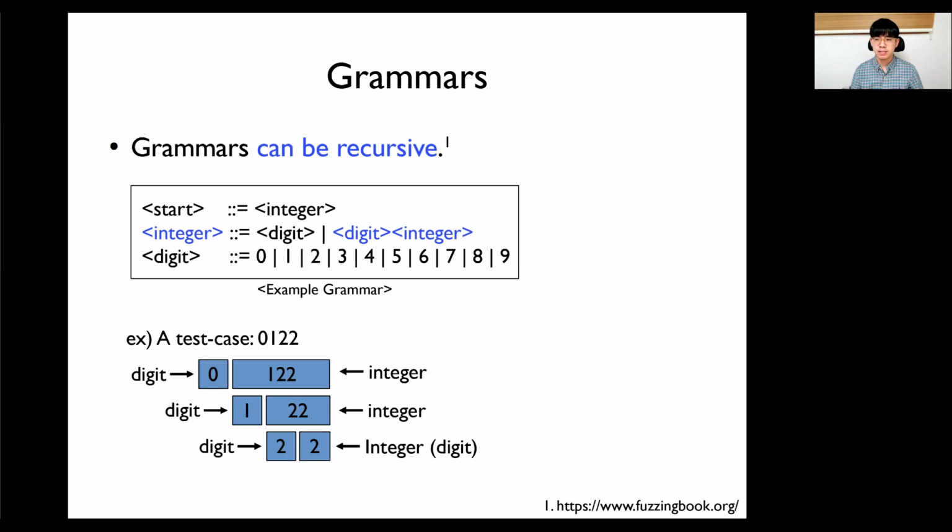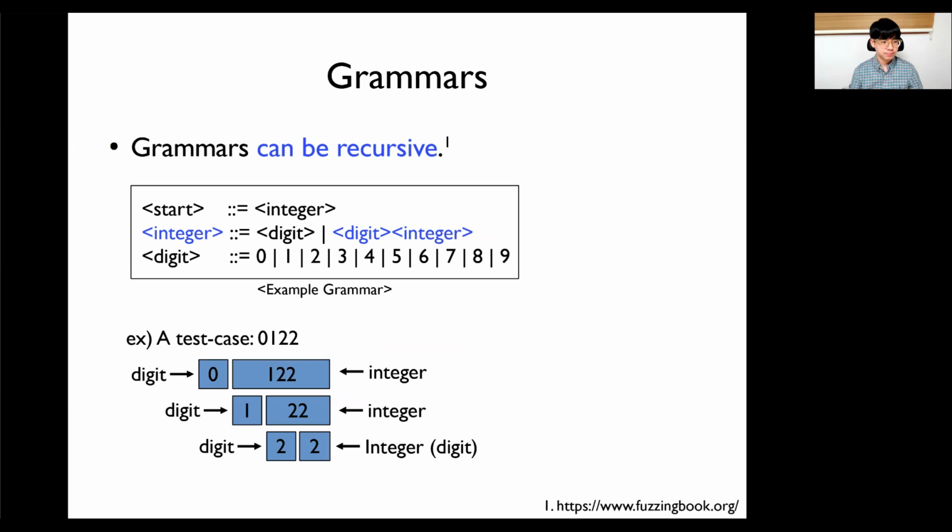But more realistic grammars can be recursive. That is, expansion can reuse the symbols expanded earlier. For example, let's consider the second expansion rule about integers. And as you can see, an integer can be replaced by either a single digit or a digit followed by another integer.